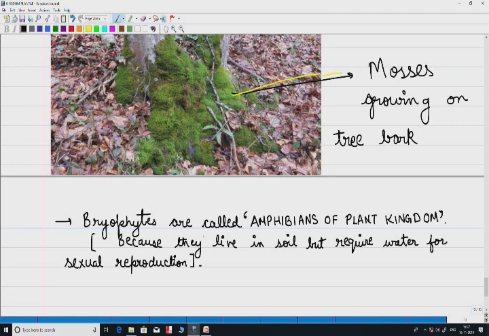All right. Next point. Please keep on writing quickly.